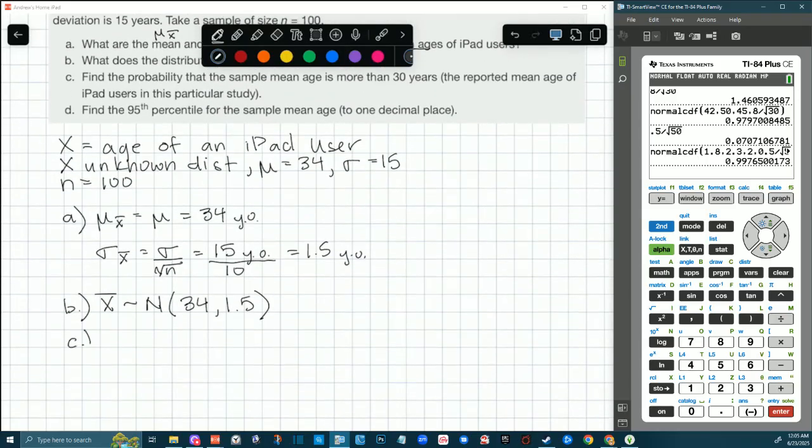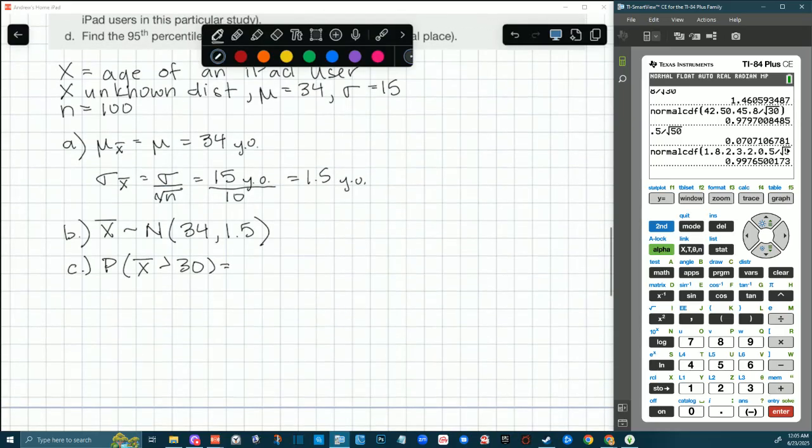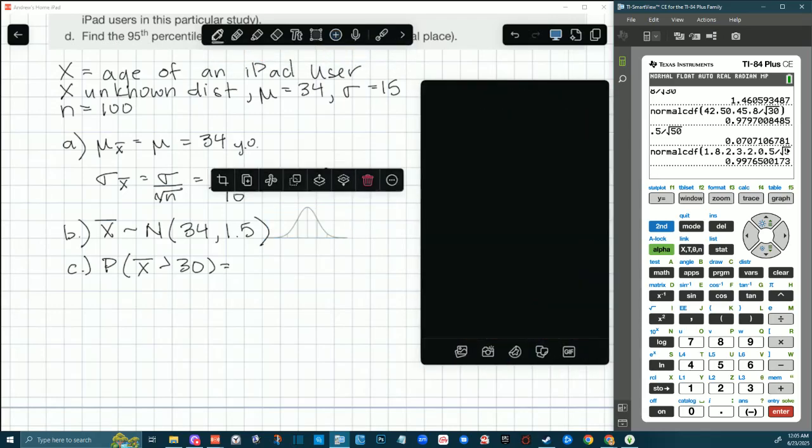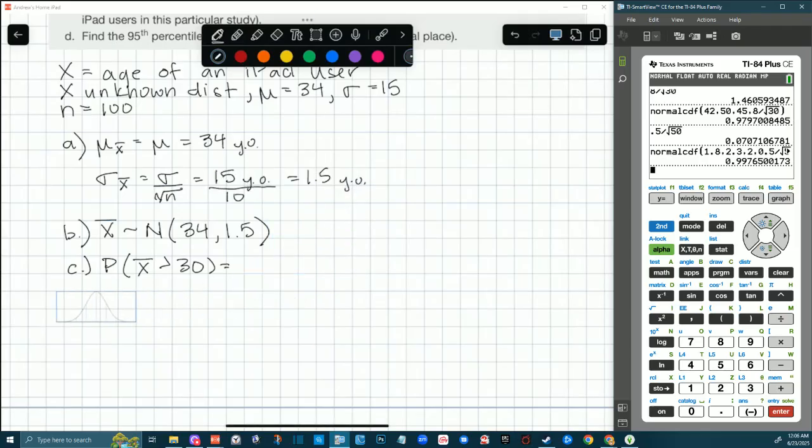For C, it says, what is the probability that the sample mean age is more than 30? X bar is more than 30. And we know how to do that. We know that's a normal CDF question. So let's go ahead and draw our picture to get a sense for what that distribution looks like.